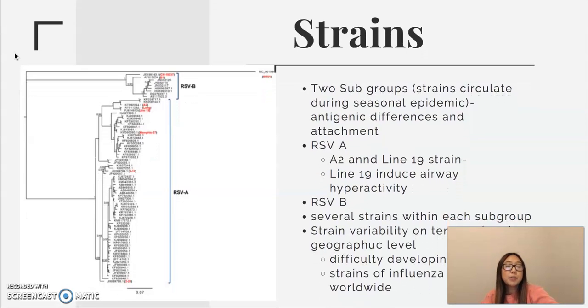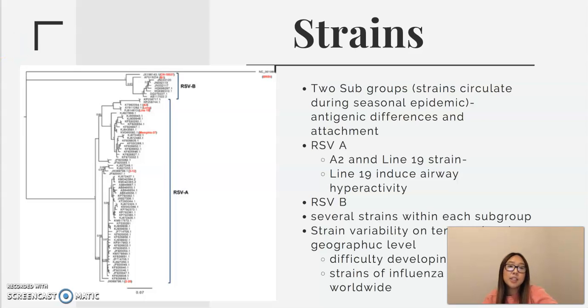There are two subgroups of RSV known as RSV-A and RSV-B. Both of these strains circulate during seasonal epidemics where there's a variance in antigenic differences in attachment, and several of these strains within each of these subgroups have variability that makes it difficult to create an effective vaccine.